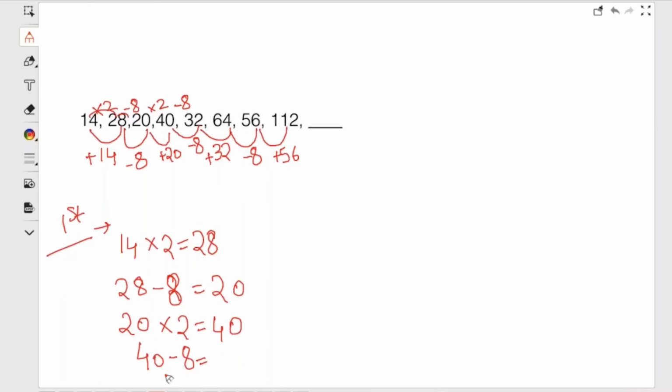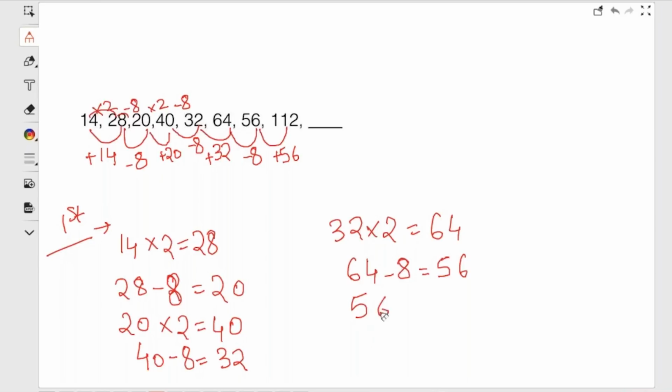So this thing is again 32. So this is how we get our fifth term. So again 32 will be multiplied by 2. So that is how we'll get 64. Then again 64 minus 8. That will give us 56. So 56 again will be doubled. So what we are going to get is 112.